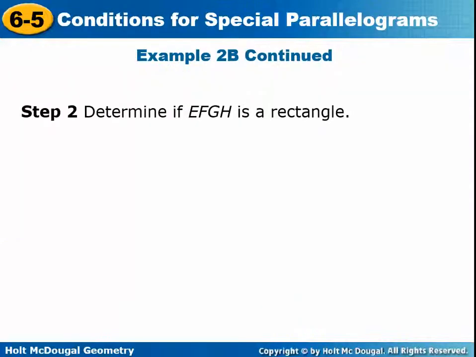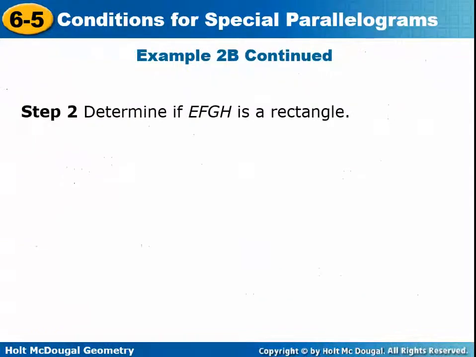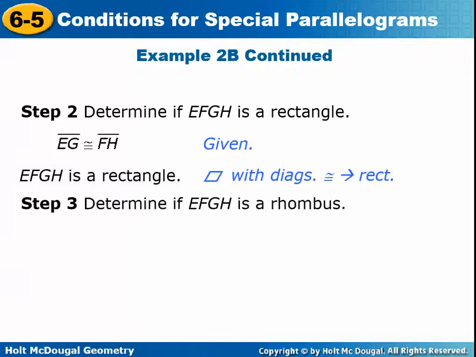So that's good. Now we have to see if it's a rectangle. We know that EG is congruent to FH. That means the diagonals are congruent. Therefore, that's enough to say that you have a rectangle. And then to determine if it's a rhombus, we do know that the two triangles are congruent to each other. That was given, which means that all their corresponding parts are congruent.